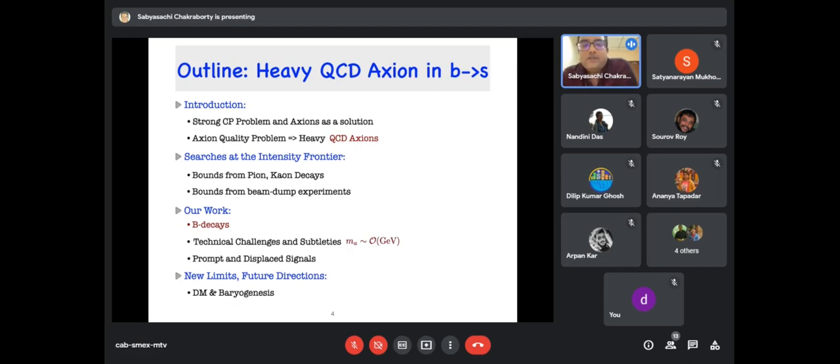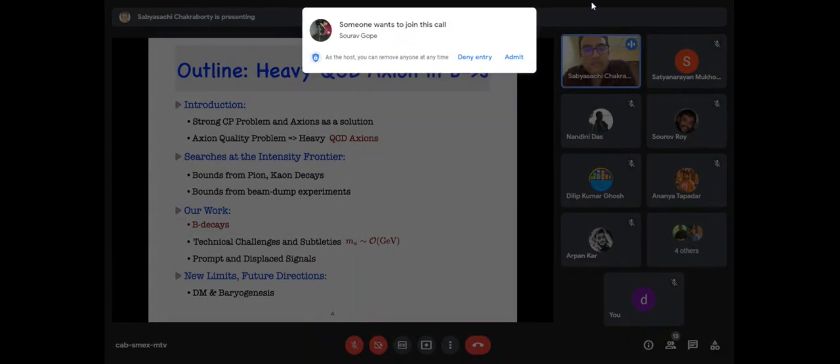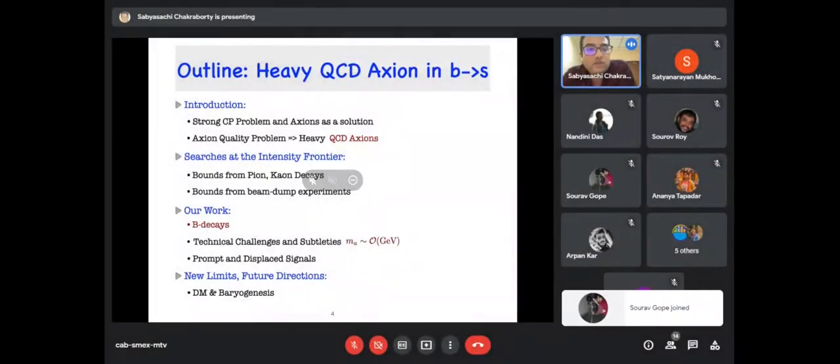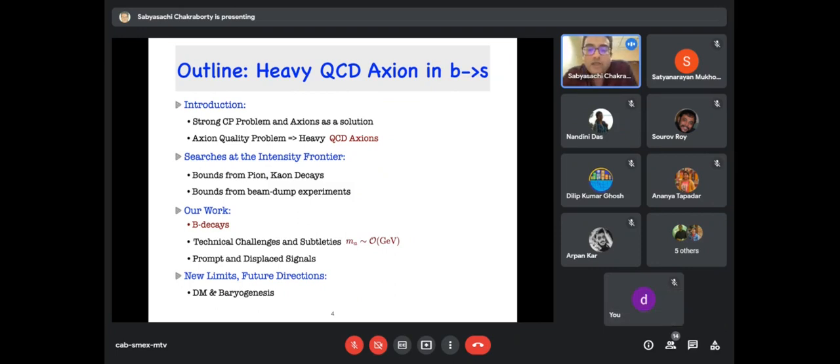This is the outline of the talk. Firstly, I'll briefly mention what the strong CP problem is and how the axion solves it. However, as I said in the beginning, the typical axion suffers from what is called the axion quality problem, which I'll talk about. And a solution of it would be a heavy QCD axion. Axion masses are essentially related to the pion mass. Therefore, to obtain a heavy QCD axion, one would have to naturally break this mass relation.